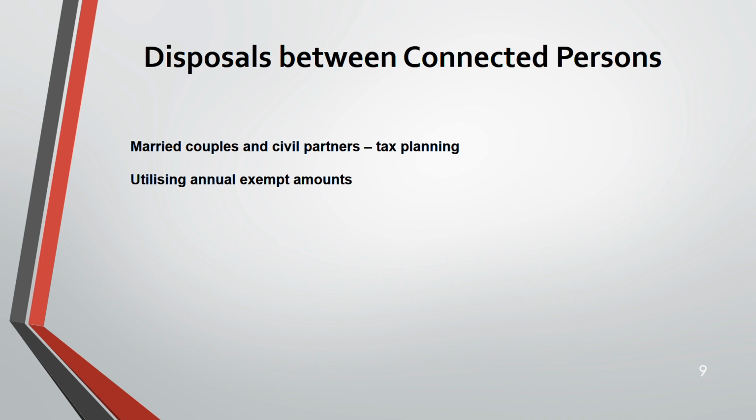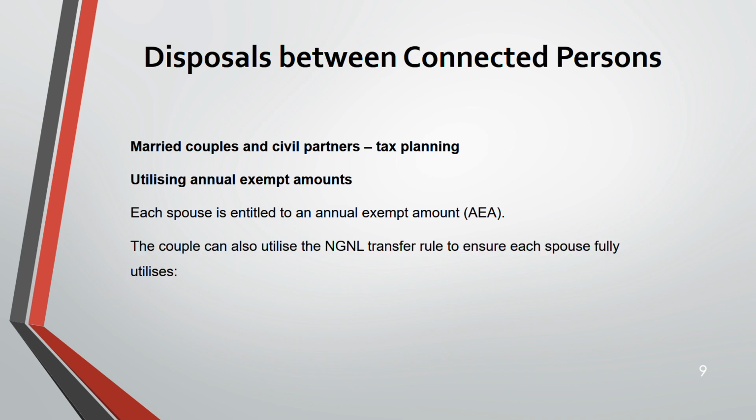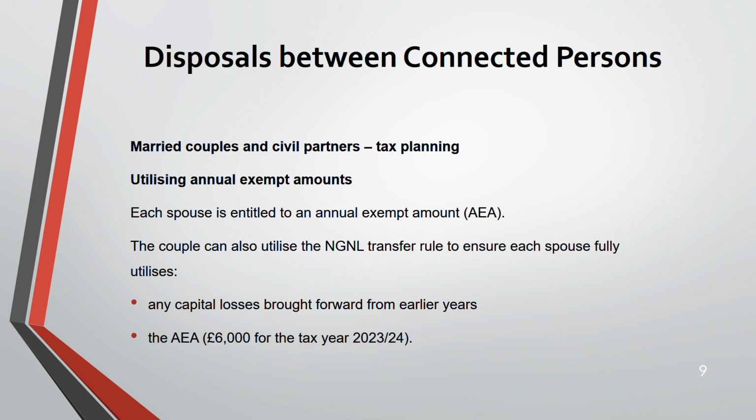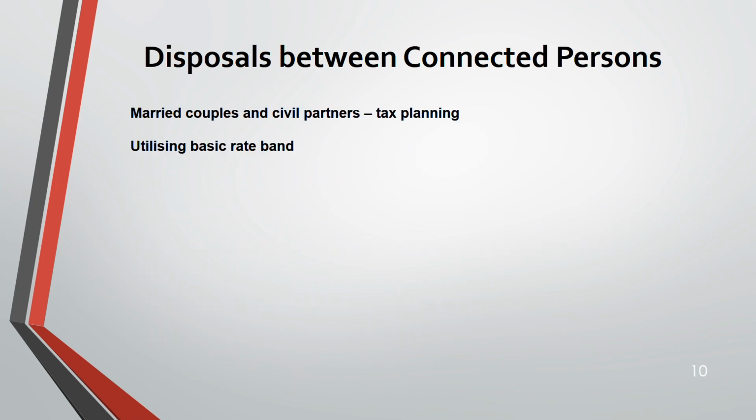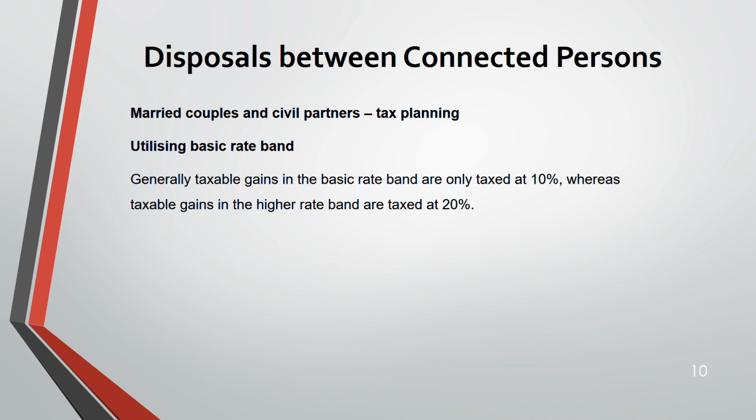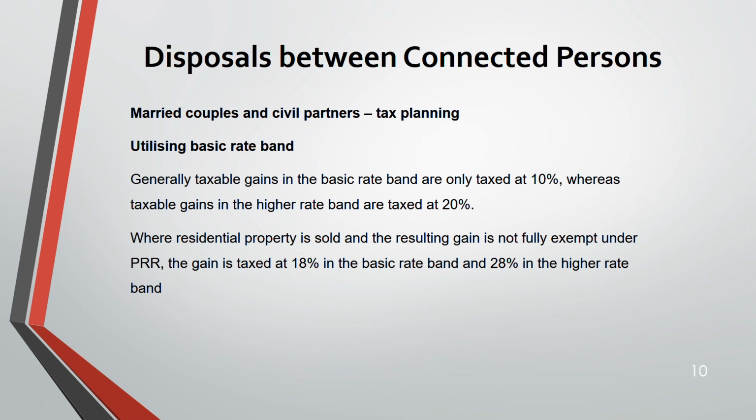Now, utilizing the annual exempt amount. Each spouse has an annual exempt amount of 6,000. A spouse can also utilize this transfer rule to ensure each spouse fully utilizes their capital losses brought forward from earlier years and the annual exempt amount of 6,000. Now, utilizing the basic rate band. Basic rate is taxed at 10% in CGT and higher rate is taxed at 20%. Let's say residential property: basic rate 18%, higher rate 28%.